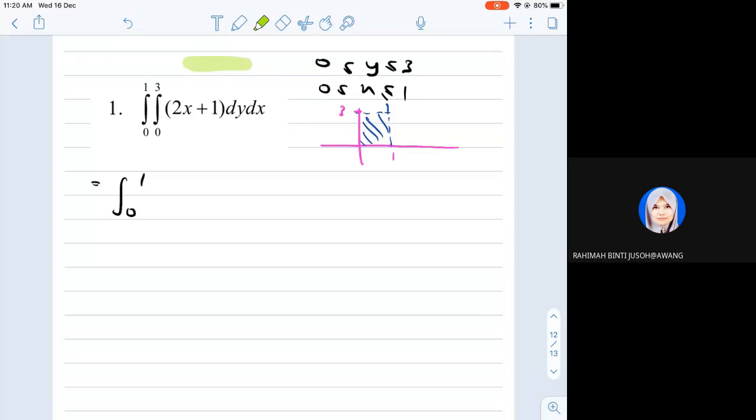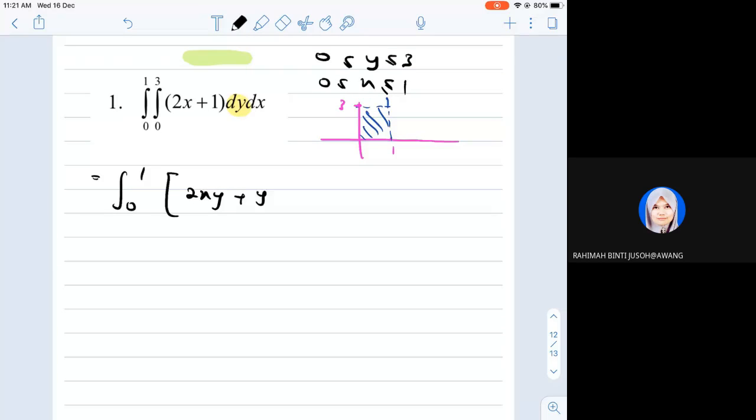Okay, again, this question asks you to integrate with respect to y, so x becomes the constant. Okay guys, so open the square bracket. 2x just a constant. So constant integrate terhadap y dapat 2xy. Okay, plus integrate 1 with respect to y. 1 tu constant so 1 darab dengan y jadi y lah. So substitute 0 and 3. 0 and 3 ni nilai apa? Nilai y lah. y equals to 0, y equals to 3, dx.